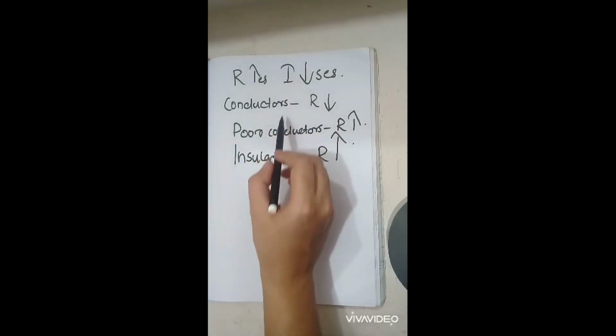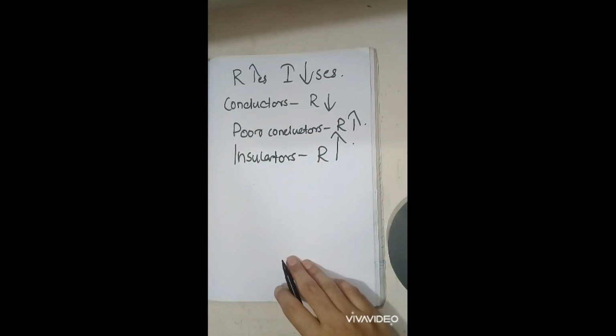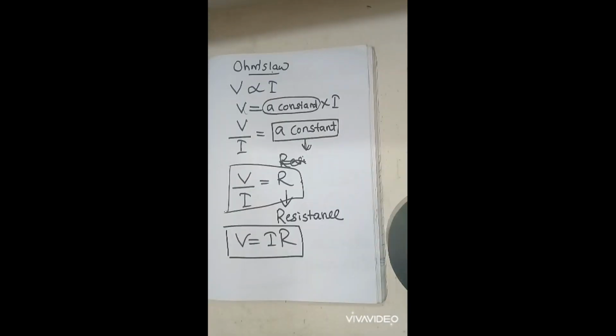Hope you understand the differences. Okay, clear? Today we discussed Ohm's law. What is Ohm's law? The potential difference is directly proportional to the current flowing through it at a constant temperature. That is V proportional to I. V equal to IR. R is a constant. R is called resistance. Resistance is the property of a conductor to resist the flow of charges. SI unit of resistance is ohm.